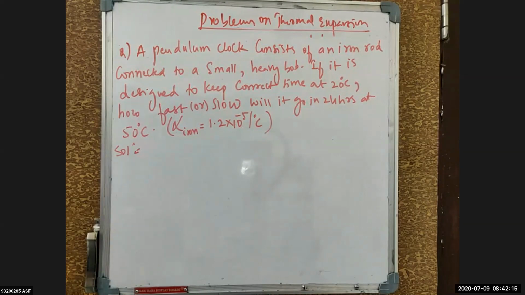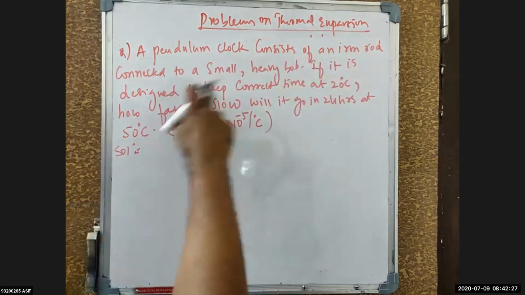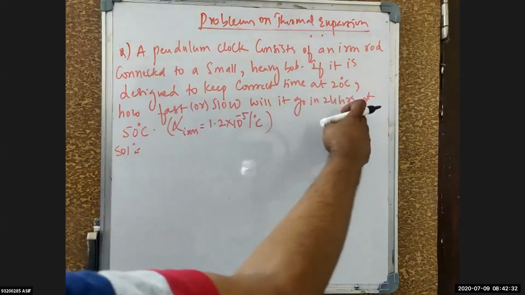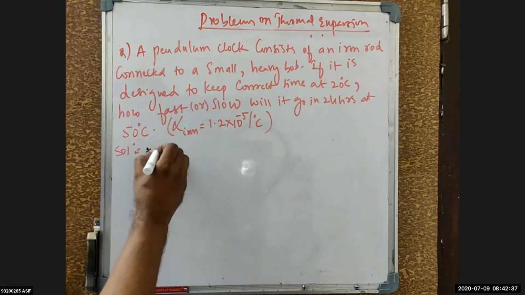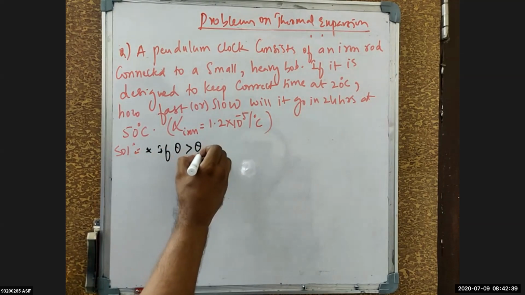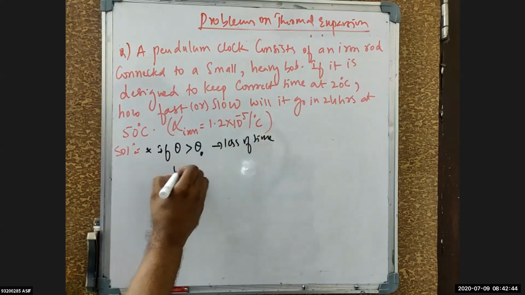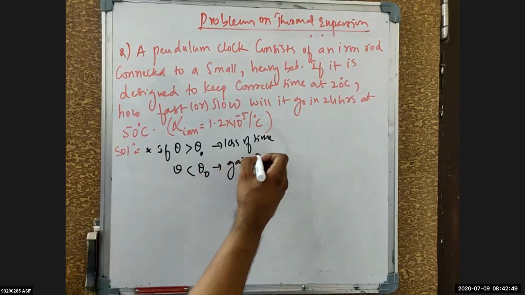A pendulum clock consists of an iron rod. Try to do it out, anyone. I already told you so many problems related to this one, beta. A pendulum clock consists of an iron rod connected to a small heavy bob. If it is designed to keep the correct time at 20 degrees centigrade, how fast or slow will it go in 24 hours? I told you the condition. I hope you remembered it. If your theta is greater than theta naught, then there is loss of time. If theta is lesser than theta naught, then there will be gain in time.